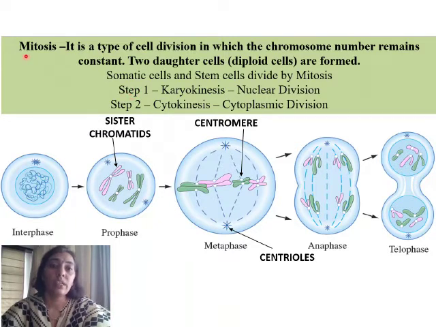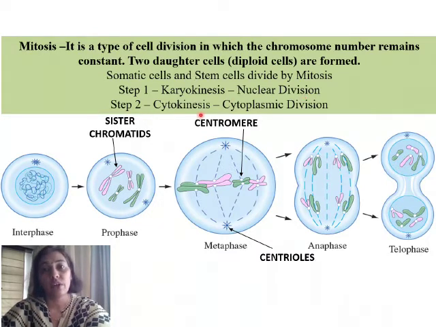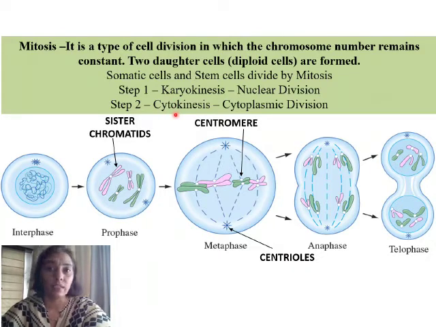What are the steps that are there in mitosis? In mitosis, there are two steps. The first step is called karyokinesis. Karyo means nucleus and kinesis means division. So in the first step we find nuclear division taking place. In the second step, cytokinesis takes place. The cyto word is associated with cytoplasm. So we have cytoplasmic division. So there are two steps.